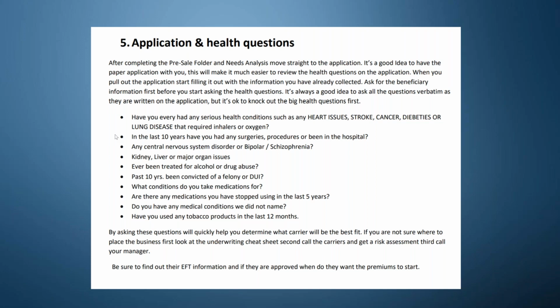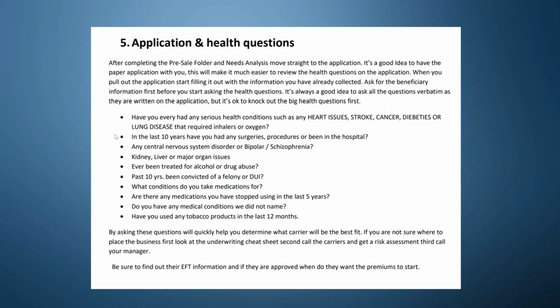If you're new at this and you're not that familiar with asking health questions, guys, that's why I say it's important to have the actual application from a carrier, whether it be Mutual of Omaha, Americo, or American Amicable. Those are my 3 go-tos for mortgage protection. And then simply ask the questions verbatim as they're written on the application. Since I've been doing this for a really long time, I like getting the big stuff out of the way.